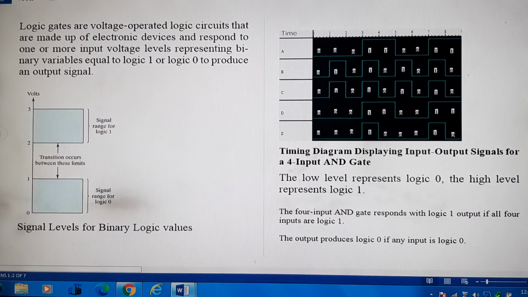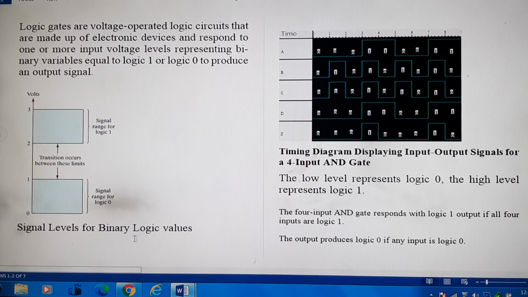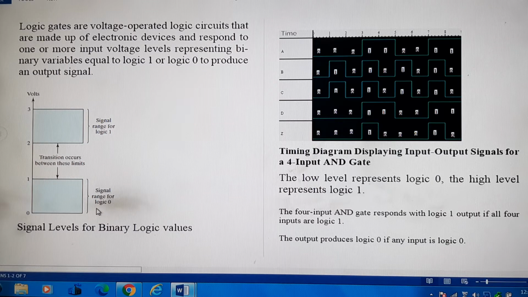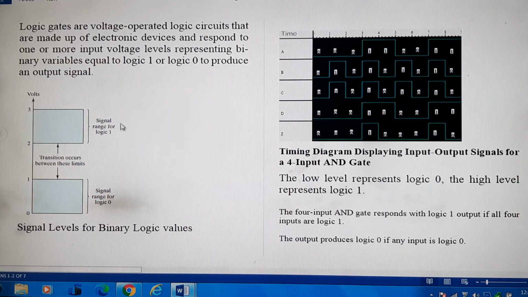As we can see in this diagram, it is showing signal levels for binary logic values 0 and 1. The signal which lies between 0 and 1 volt is interpreted as logic 0 in a digital system, and the signal value which lies between 2 volt and 3 volt is interpreted as logic 1 in a digital system. I'm talking about electrical signal, or you can say physical signal here.